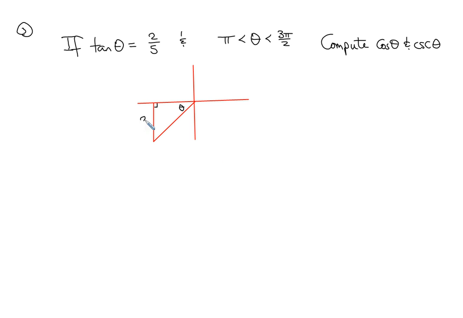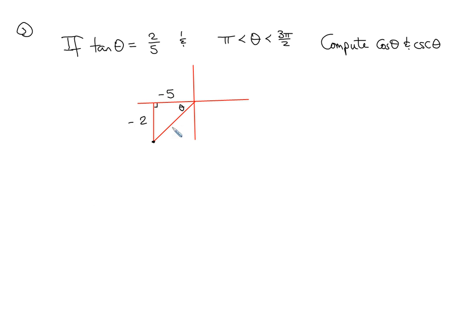Tangent is opposite over adjacent. But because we are in quadrant 3, we know that x should be negative. We know that y should be negative. Again, the hypotenuse is never negative, because this point has these components to its coordinates. The hypotenuse is not a component of the coordinates.